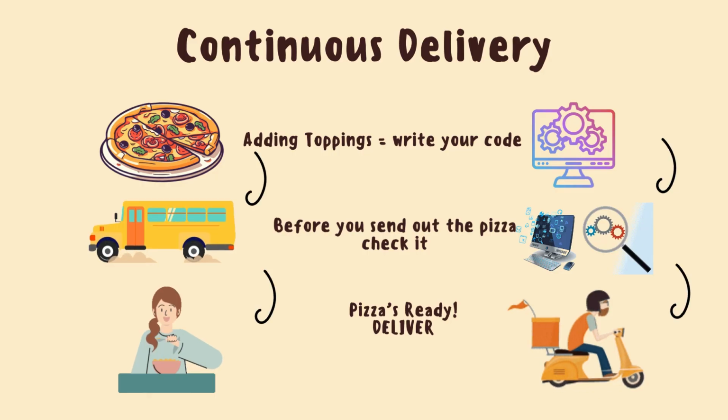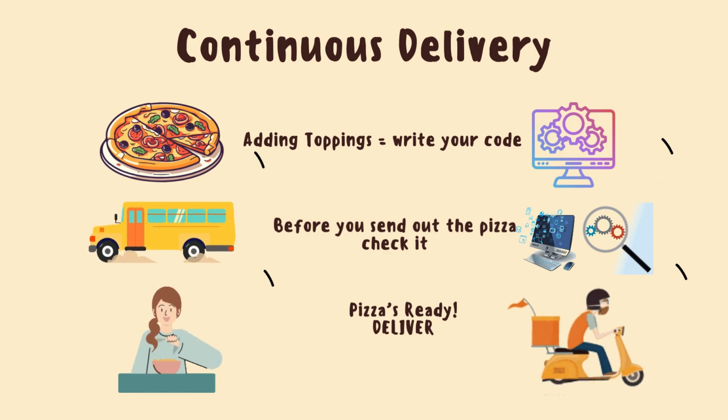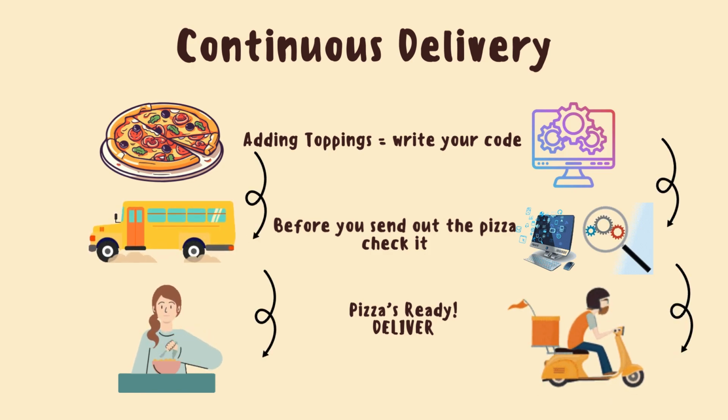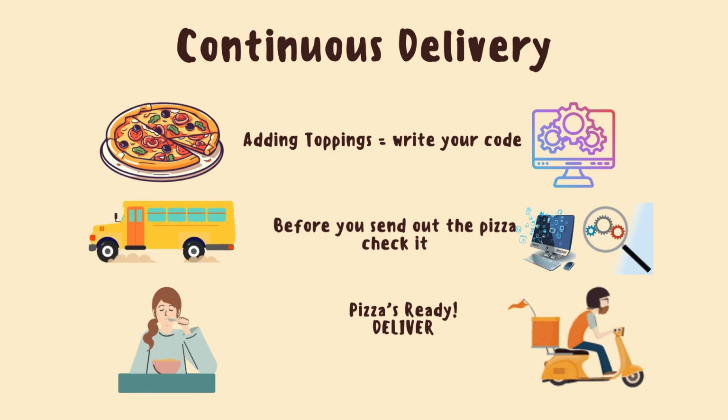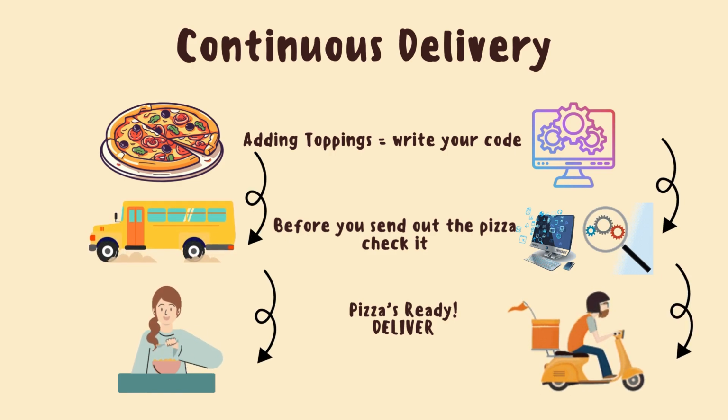Automated testing. Before you send out the pizza, you check if it's cooked perfectly. Automated testing ensures your pizza is delicious and ready to be enjoyed. Pizza ready, deployable state. Your pizza is always on a counter, warm and ready to be delivered. Continuous delivery. Anytime someone's hungry, you can send it out right away.